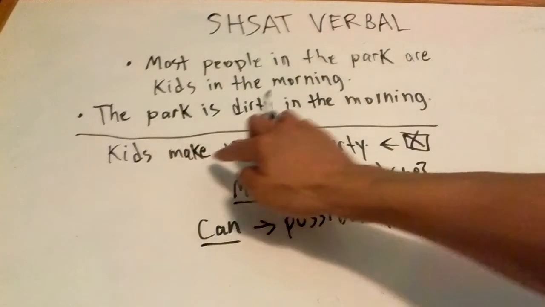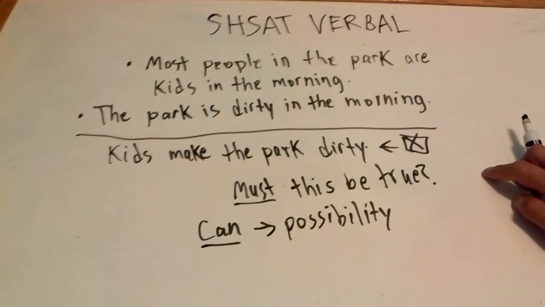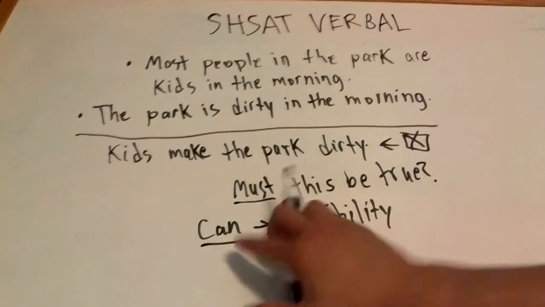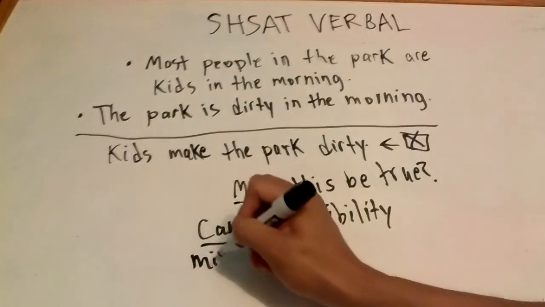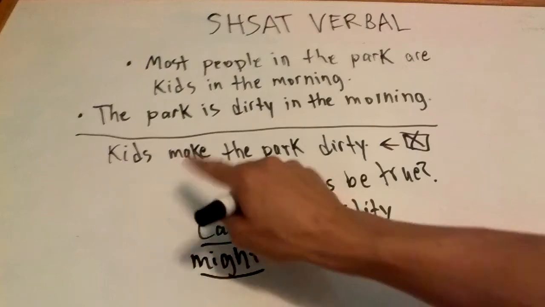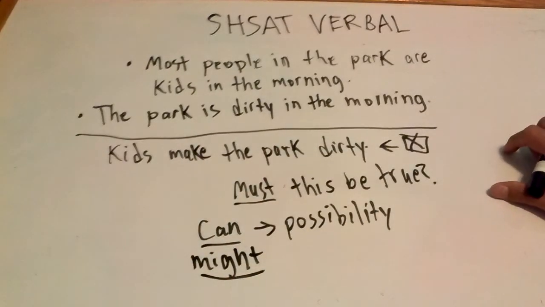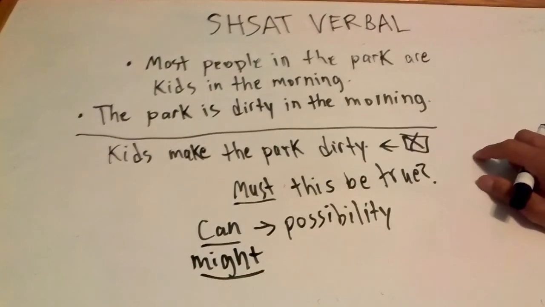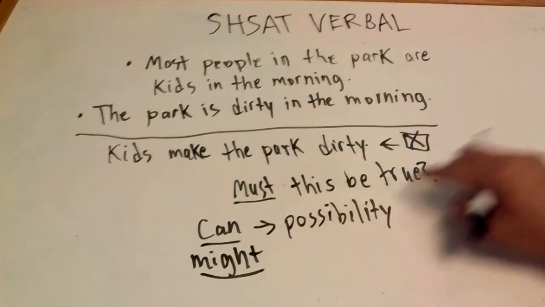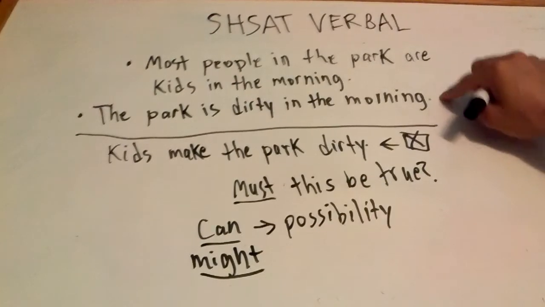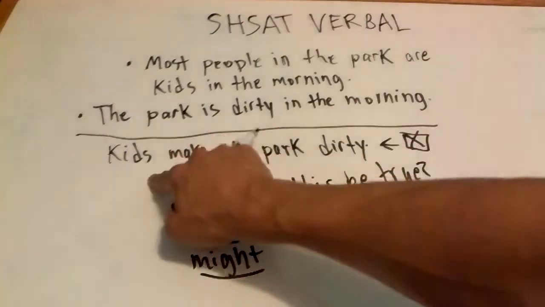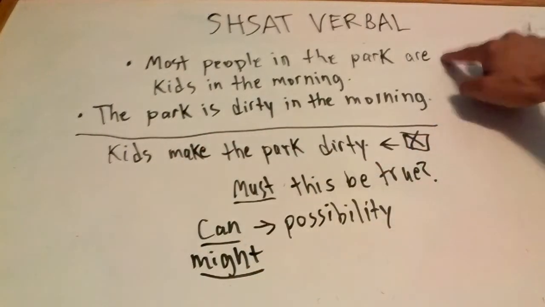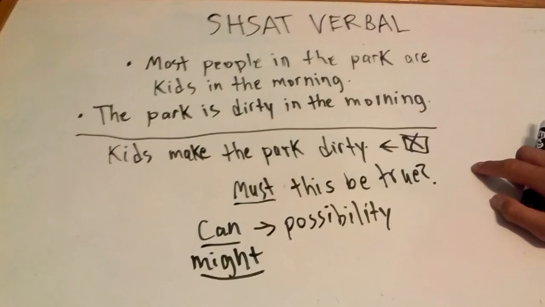If you say kids might be making the park dirty, that's right. They might be making the park dirty. It's possible. Can. So in other words, might. Kids can be making the park dirty. Yes, that's safe to conclude from this information. Kids might be making the park dirty. That's safe to conclude from this information. But kids must be making the park dirty cannot be concluded from this information because it's based off limited evidence.